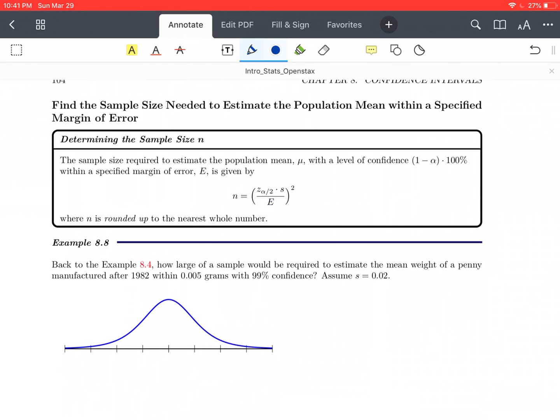Okay, so this is going to be n equals z sub alpha over 2 times s, so that's our z-score, times the standard deviation over the margin of error e, and it's that value squared, and then n is rounded up to the nearest whole number because you can't have a fraction of a person.